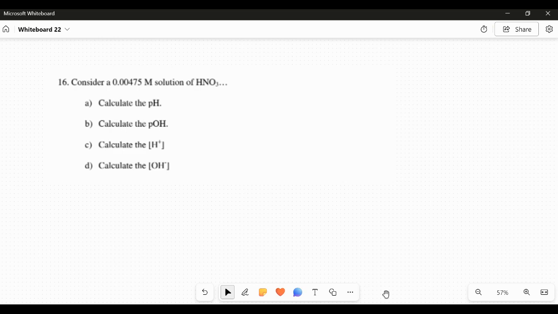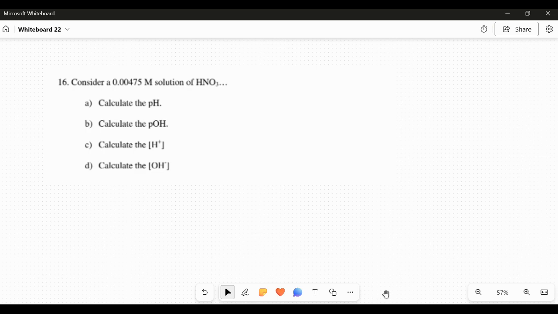Everyone, Mr. Andrew here. Today, I wanted to look at some of the different kinds of calculations that you can do involving acids, their concentrations, their pH, and their pOH. To help illustrate this, I pulled a question from one of our worksheets.